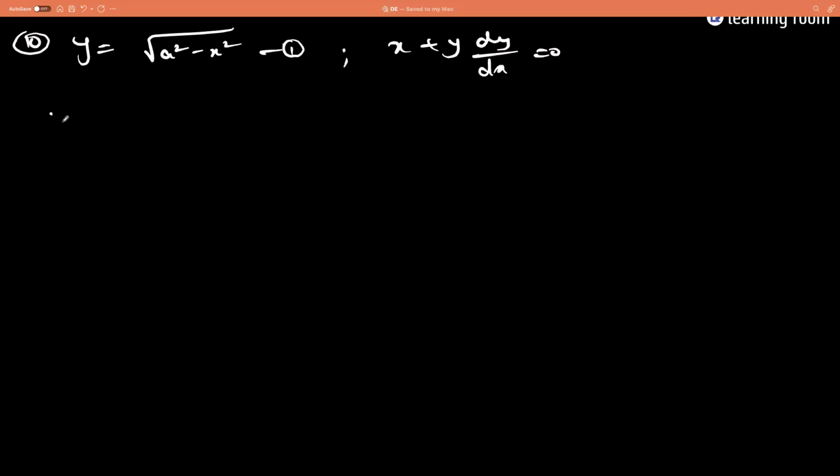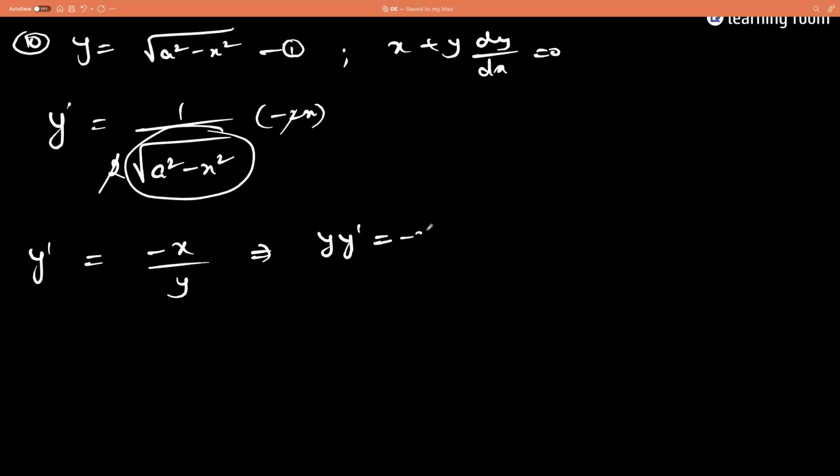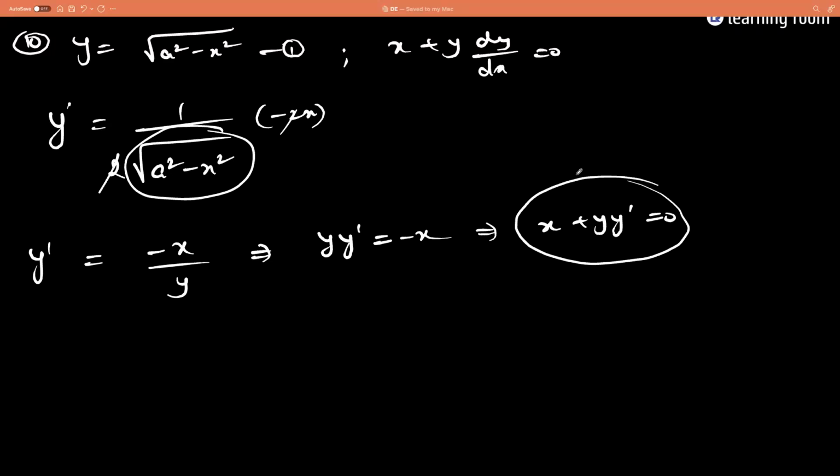Let this be 1. y dash is 1 by root of a square minus x square into minus 2x. Sorry, 1 by 2 into root of a square minus x square into minus 2x. Cancel this and this. So in the place of root of a square minus x square, what can I replace with? y. So y dash is equal to minus x divided by y, which implies y into y dash is equal to minus x. That also implies x plus y into y dash is equal to 0.